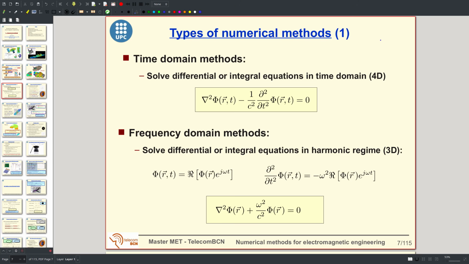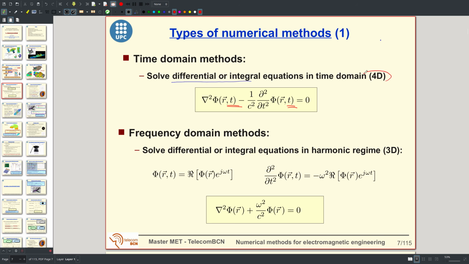And now about the types of numerical methods in electromagnetics. There are two main divisions. In the first division, you can consider time domain methods or frequency domain methods. In time domain methods, you solve the integral or the differential equations in time domain, that is, as a function of time. You can solve either Maxwell's equations or the wave equation, like in this example, or integral equations, everything in time domain.